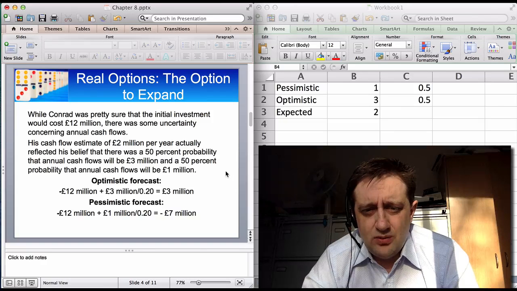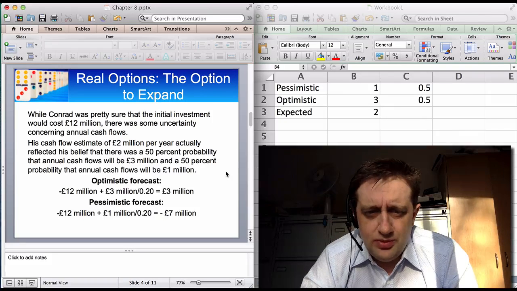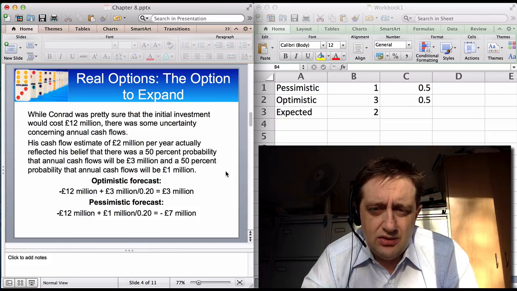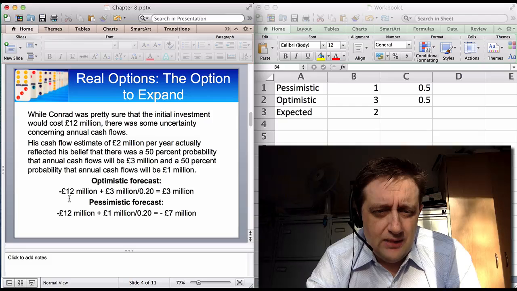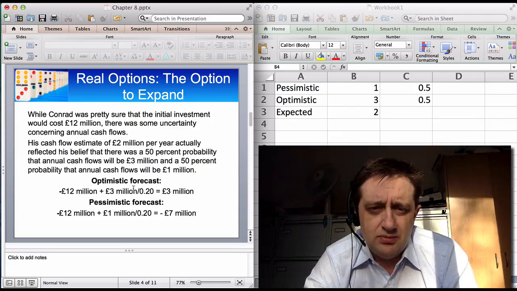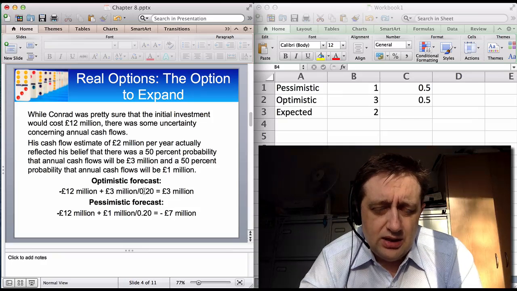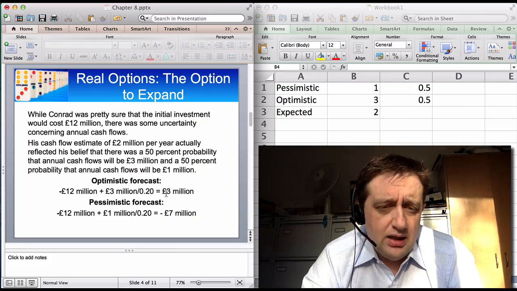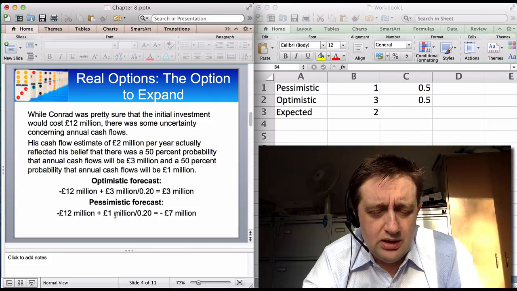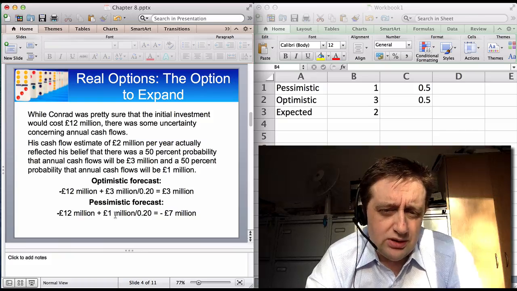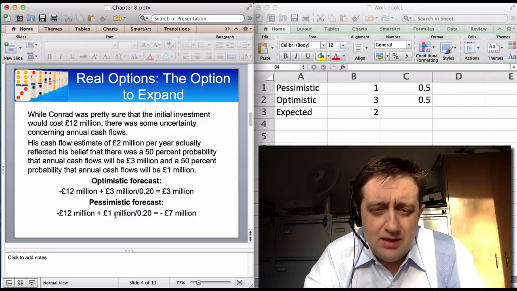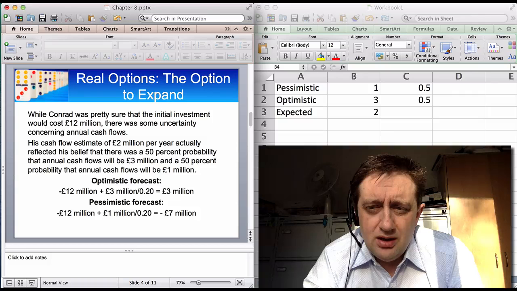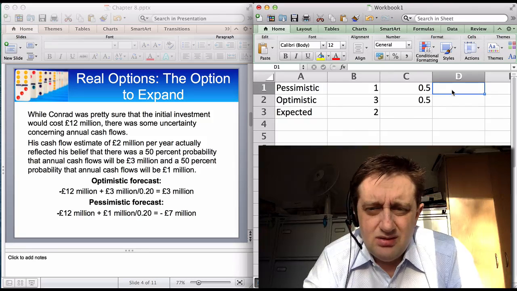Now, at this stage, you might say, well, does this really help us? Because if we try to calculate the NPV for the optimistic forecast, you'll see that we have the initial investment of 12 million, and then the perpetuity of the 3 million pounds discounted at 20%. It gives us an NPV of 3 million. You might think, well, that's excellent. The pessimistic forecast, where we're only looking at £1 million cash flows discounted at 20%, we get an NPV of -7 million.